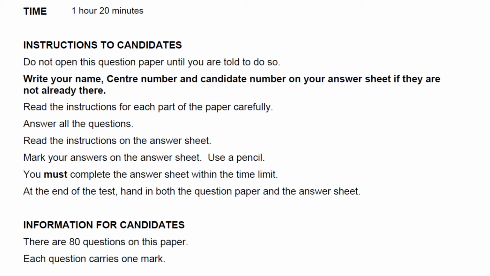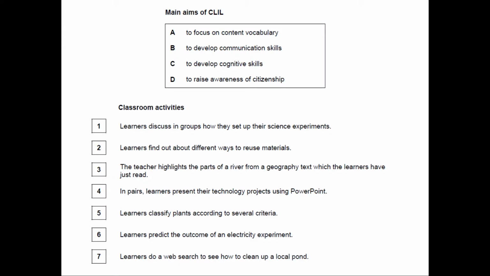As you might know already, the time limit given to this paper is 1 hour and 20 minutes, that is 80 minutes, and there are 80 questions on this paper. That means every question not just carries 1 mark, but it also has to be solved in approximately 1 minute. That is, there is 1 minute per question. So let's begin, shall we?